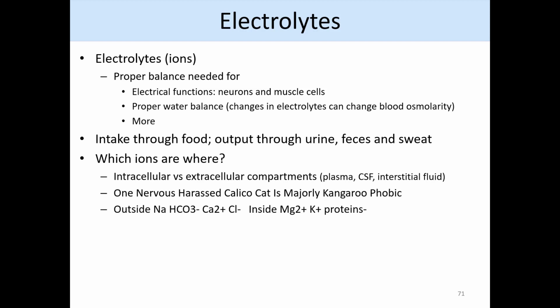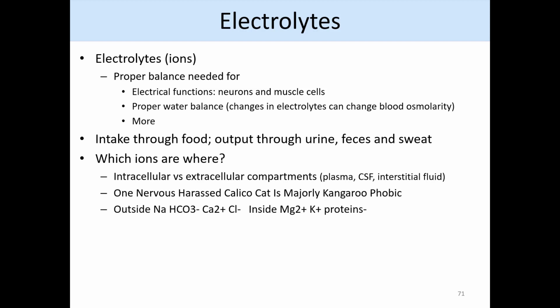Of course, we take in electrolytes through food and drink, and the output of electrolytes is going to occur through urine, feces, and sweat. When we're maintaining proper electrolyte balance, that means we're maintaining electrolytes in their proper locations. We have two basic overall locations in the body where we keep fluids and hence electrolytes. And that would be the intracellular compartment and the extracellular compartment.